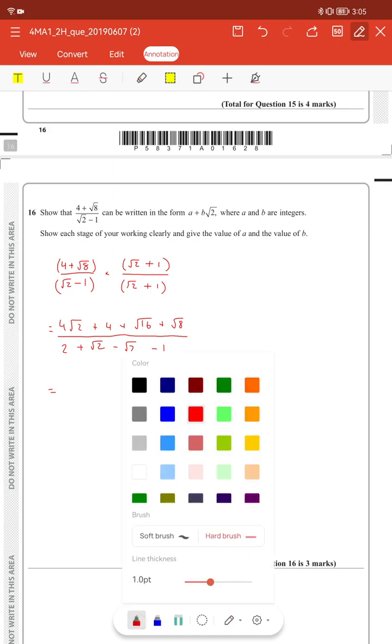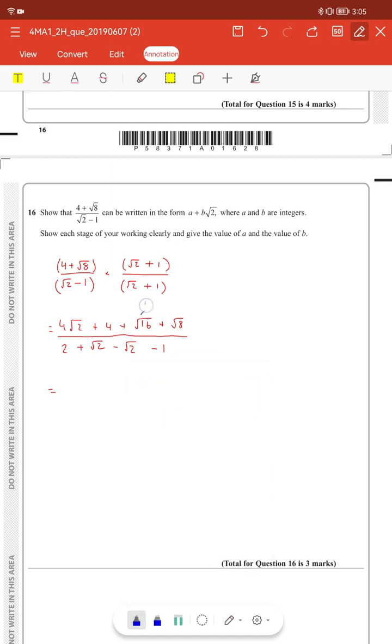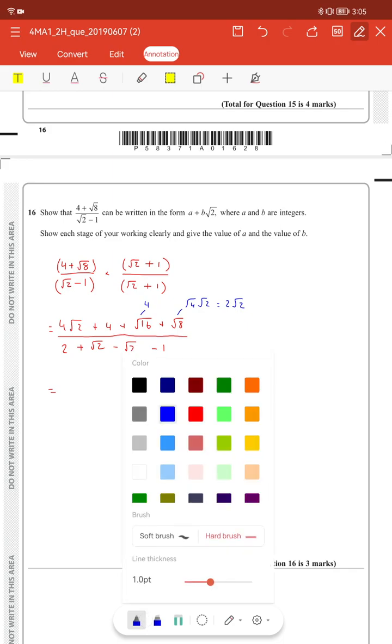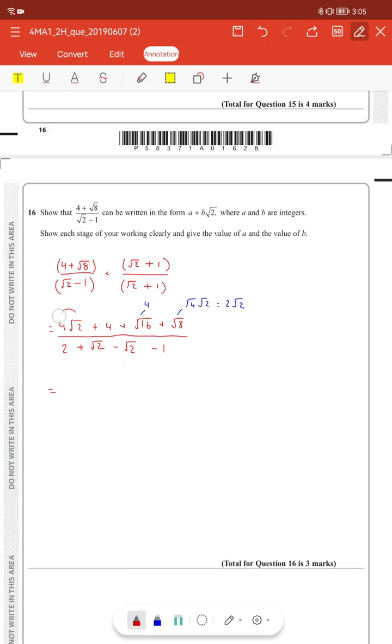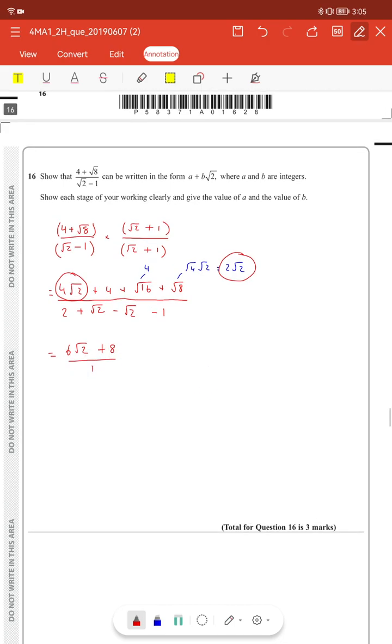And remember, what we can do is the root 16 will become 4, and the root 8 is the same as root 4 root 2, which is the same as 2 root 2. So if we go back, we can collect our like terms, which would be 4 root 2 plus 2 root 2 is 6 root 2 plus 8, all over 1. If we want to write it in that form, we can have 8 plus 6 root 2.